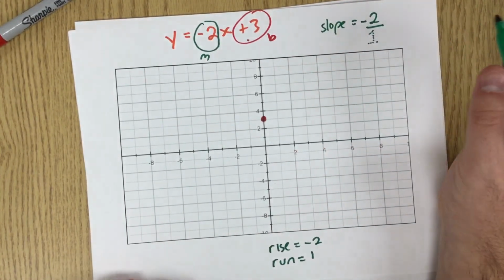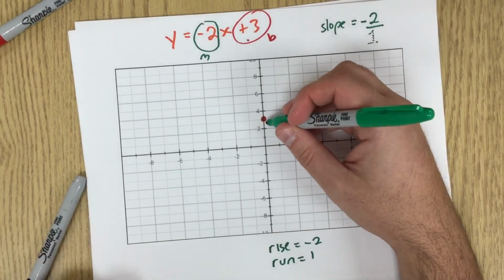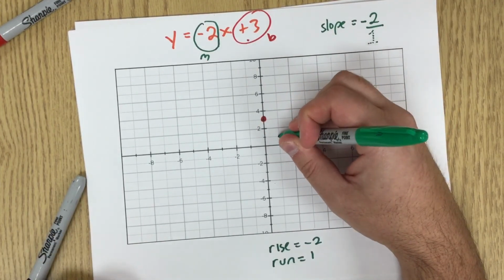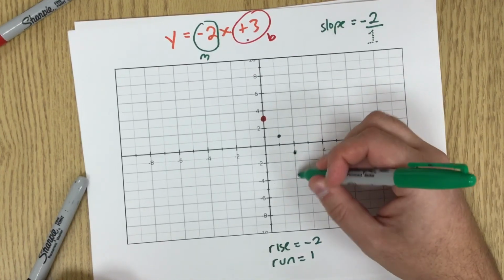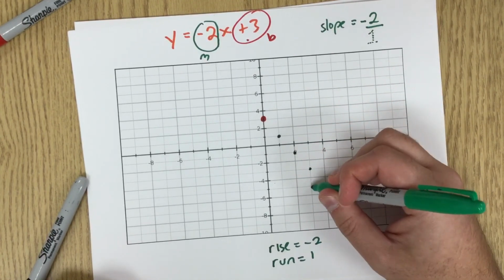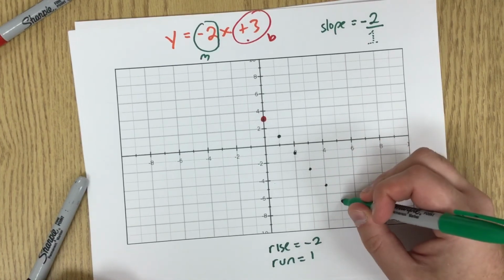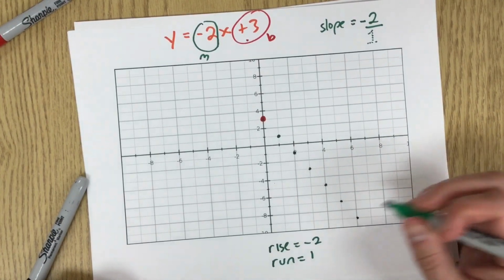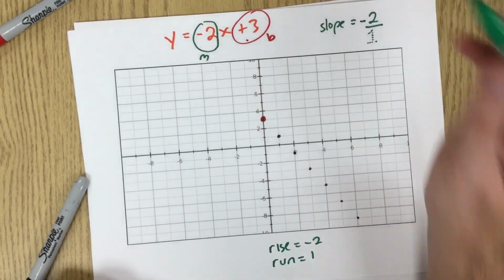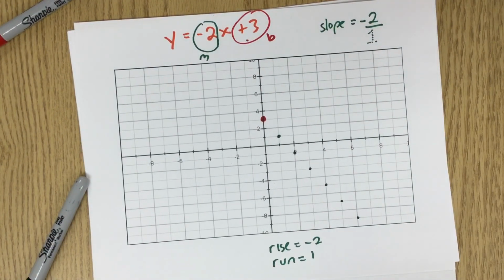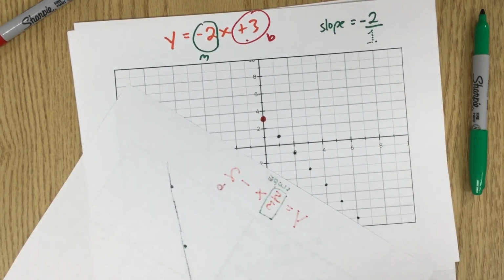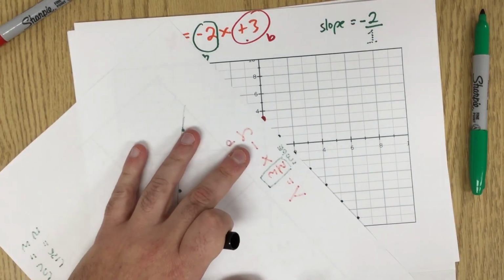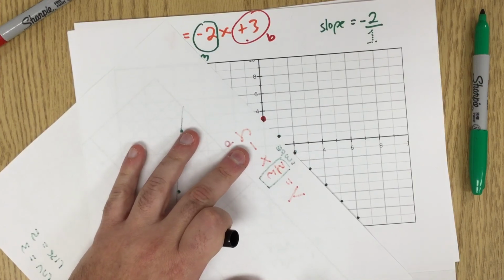Starting at the red point, always starting at the red point, we're going to rise 1, 2, and run 1, and there's a point. Rise down 2, there's a point. Rise down 2, run 1, again. I'm going to get as much out of it as I can, because the line has to go from one end of the grid to the other.